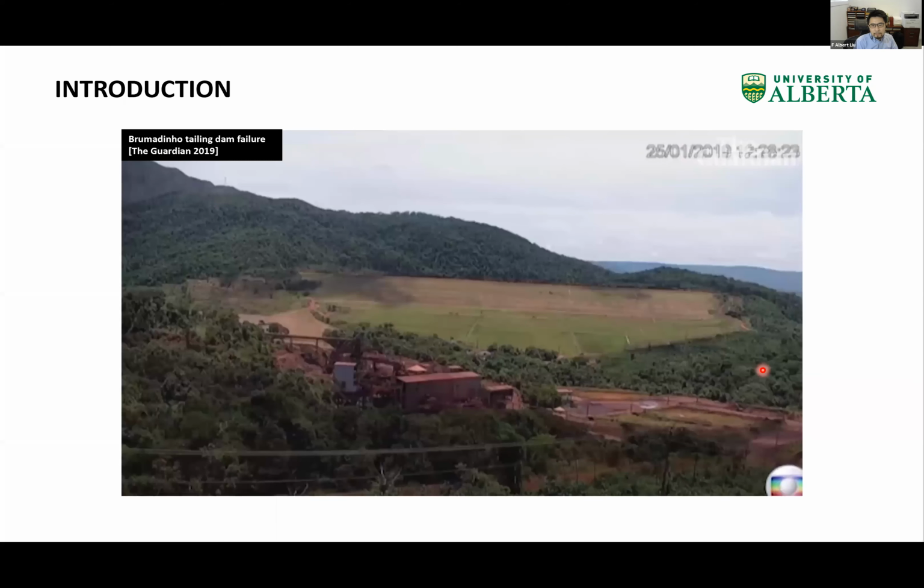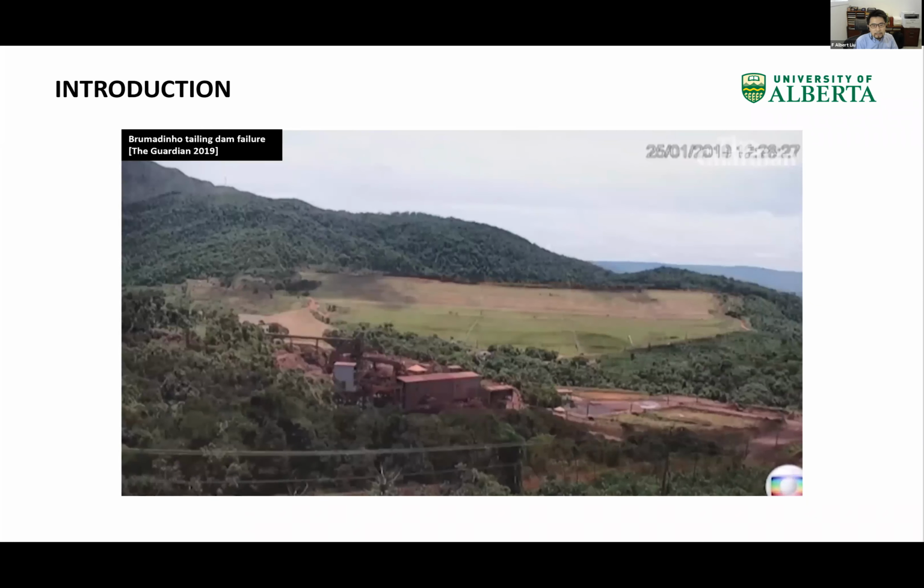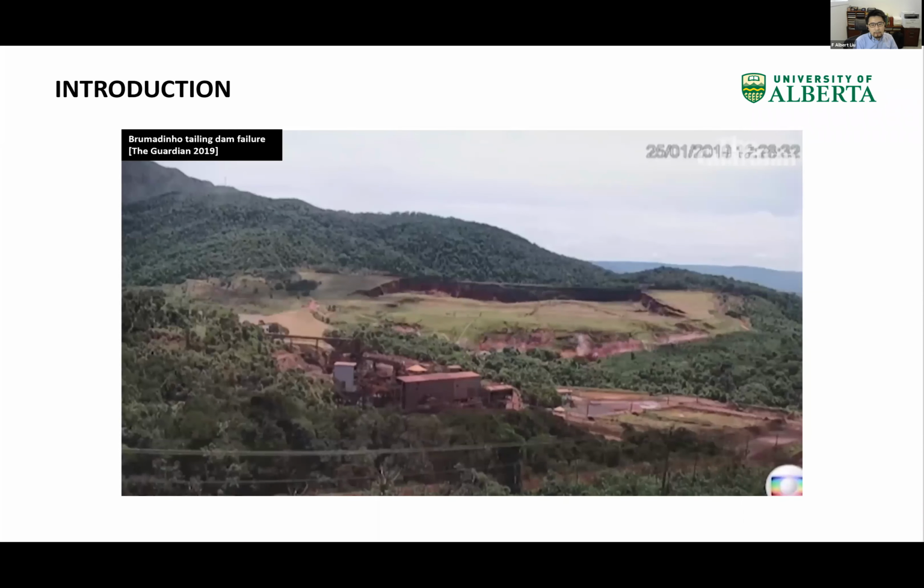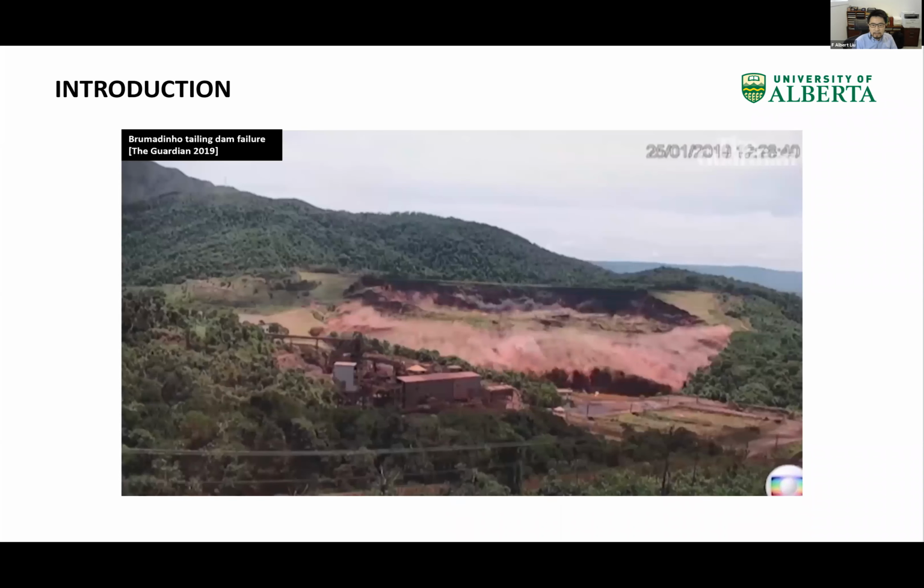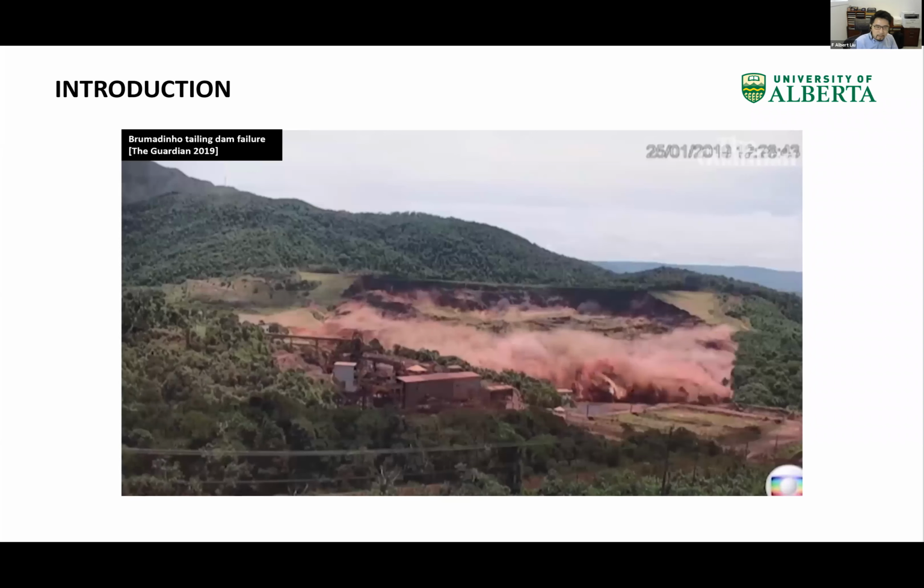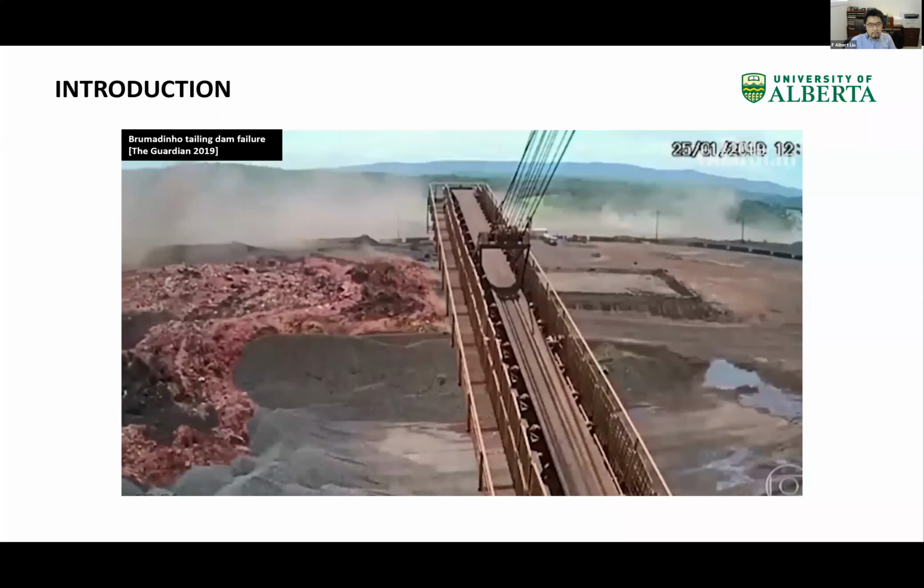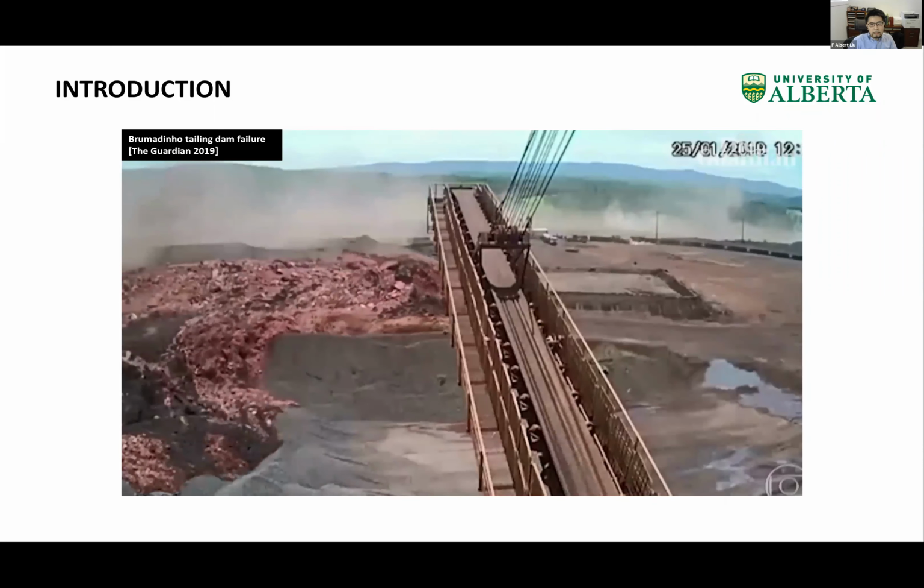And so perhaps this image is no stranger to many of us sitting here in this presentation. This is the CCTV camera capturing the moment of the failure of the Bernardino Dam, which occurred in January 2019. This is really a phenomenal video because it showcases the two key characters of a flow-like landslide, which are the rapid deformation and movement, as well as the long runout and far-reaching impact that you can see from this video here.